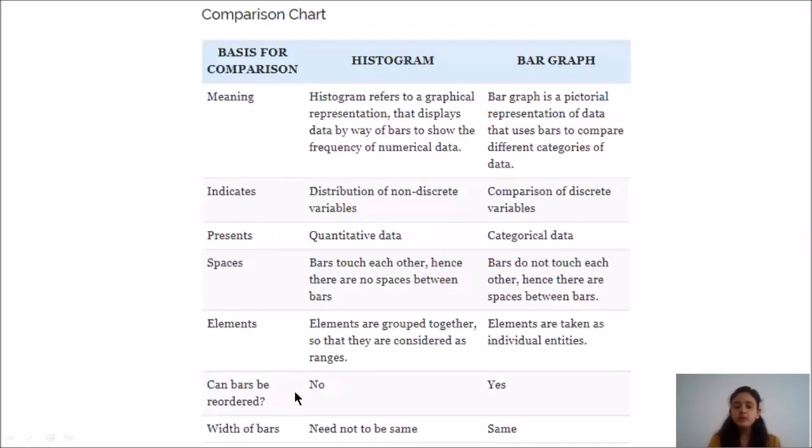Over here, you cannot reorder the histogram because a histogram always has 0 on the left hand side and the maximum value on the right hand side. Whereas in the bar graph, it is not so because it is based on the category, so we can easily reorder the different categories.